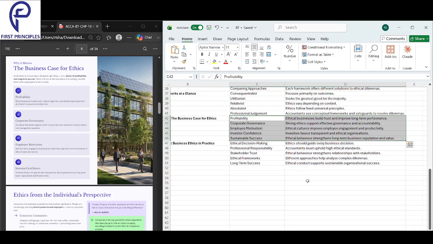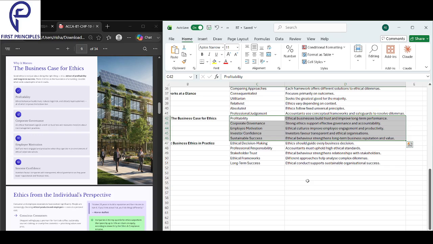Profitability. Ethical businesses will make more profit in the long term. Corporate governance is basically strong ethics supporting effective governance and accountability. Your corporate governance will be stronger if your ethics are good. Employee motivation, ethical cultures improve employee engagement and productivity. Next, investor confidence. Investors favor transparent and ethical organizations. Sustainable success. Ethical behavior strengthens long-term business reputation and value.